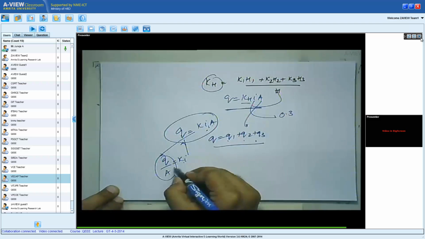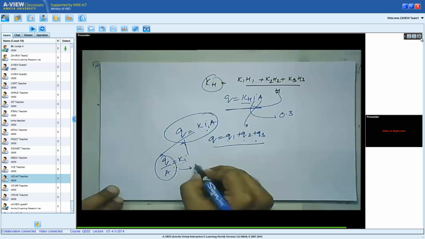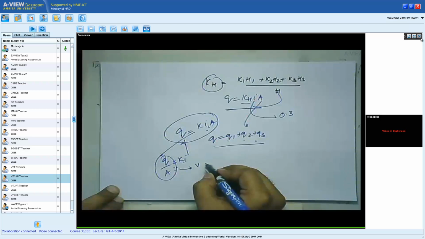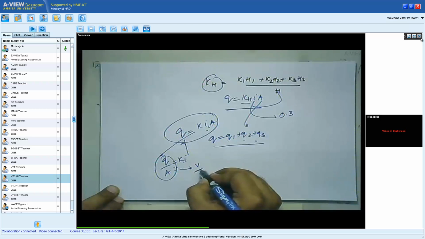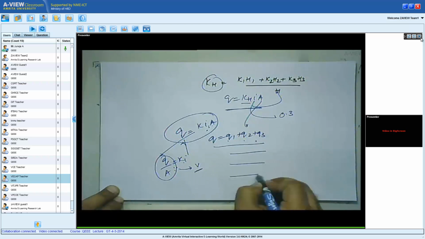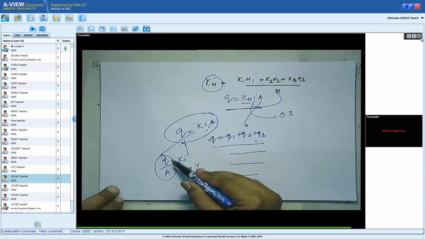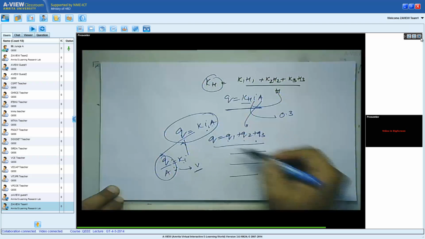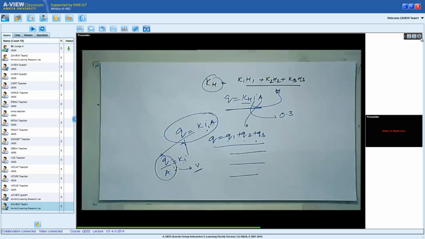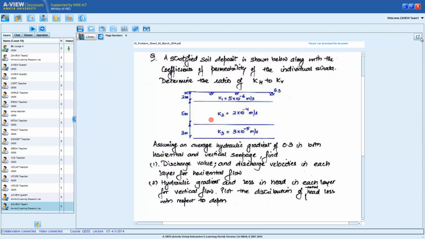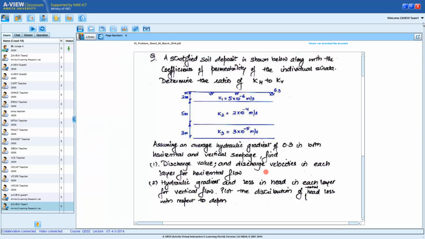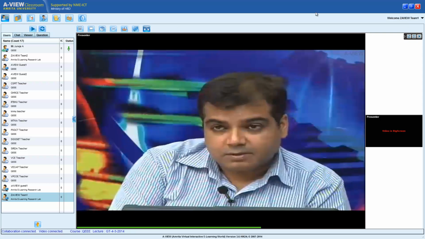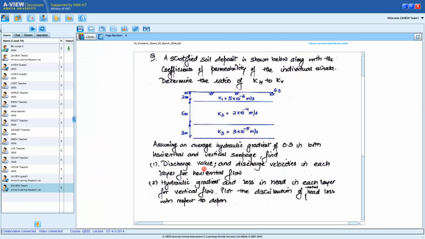Can I safely say this Q by A is my discharge velocity? This discharge velocity will also not be the same if there is horizontal flow, because Q is not the same. Area is the area I have taken as per the area of each soil layer. So for the first part of this question, discharge velocity I can deduce using the same equation which was just shown on the piece of paper. You can do that.